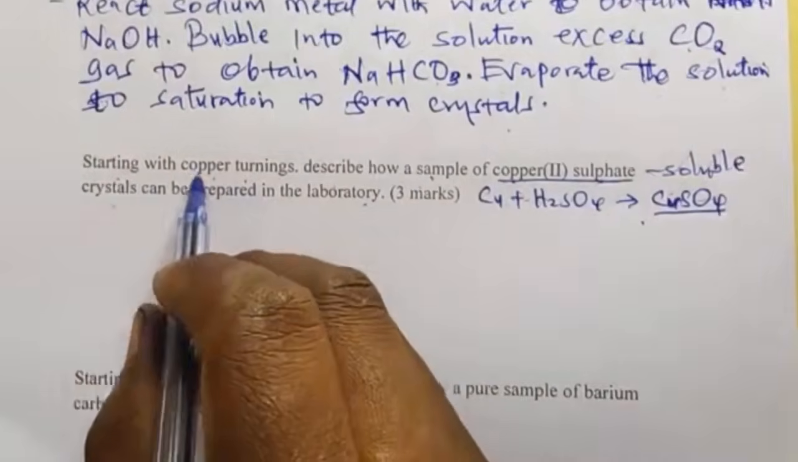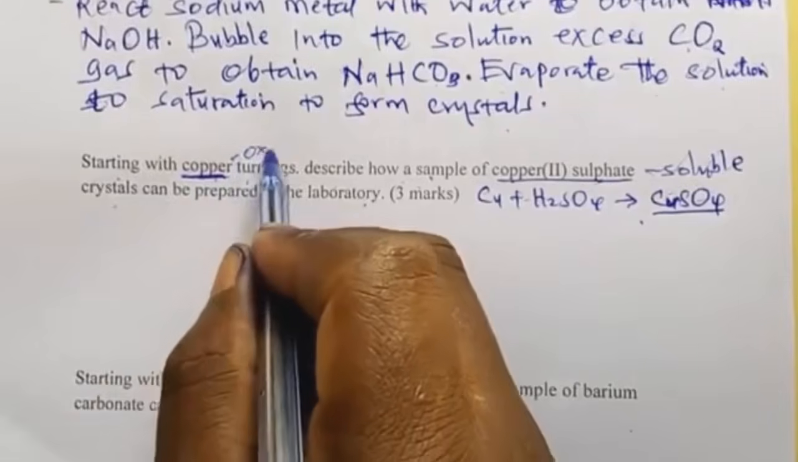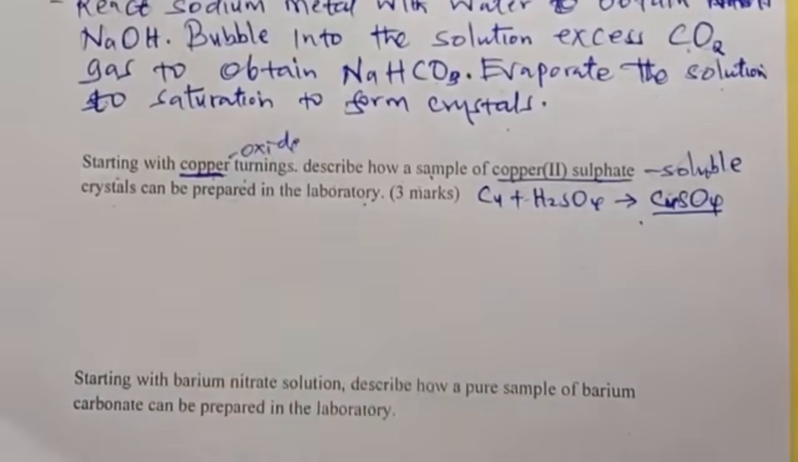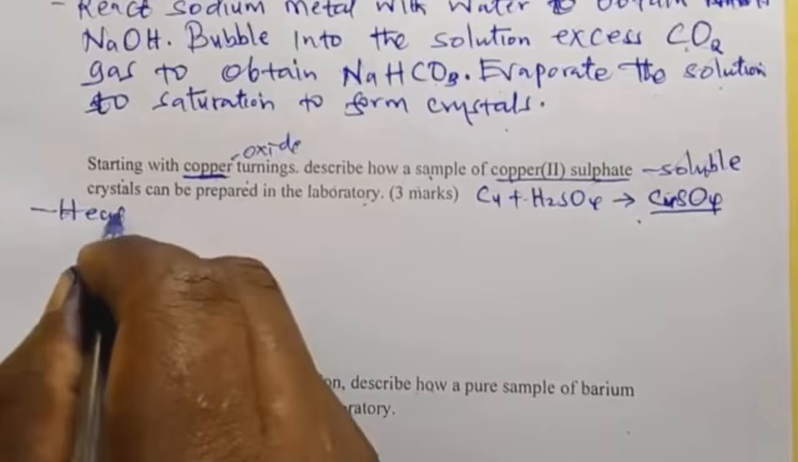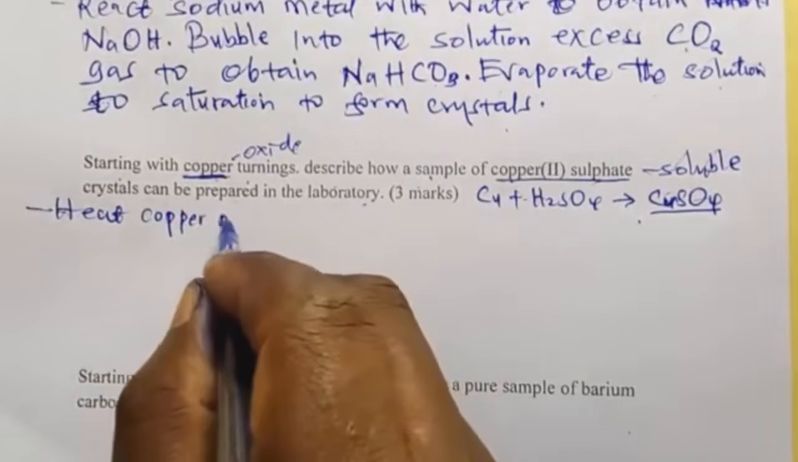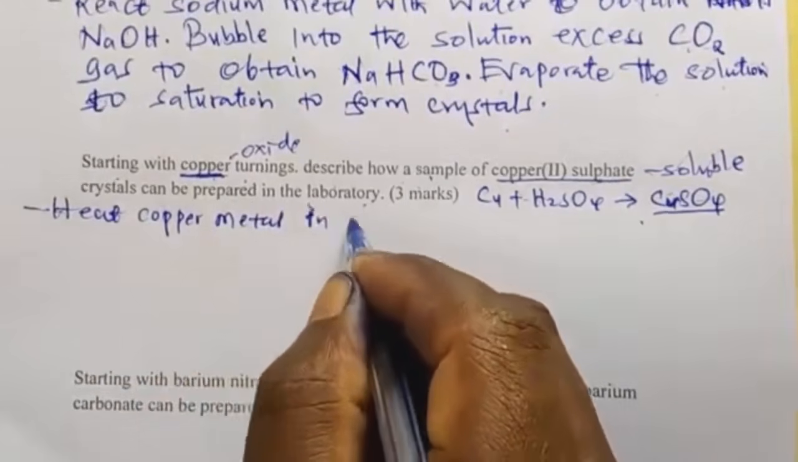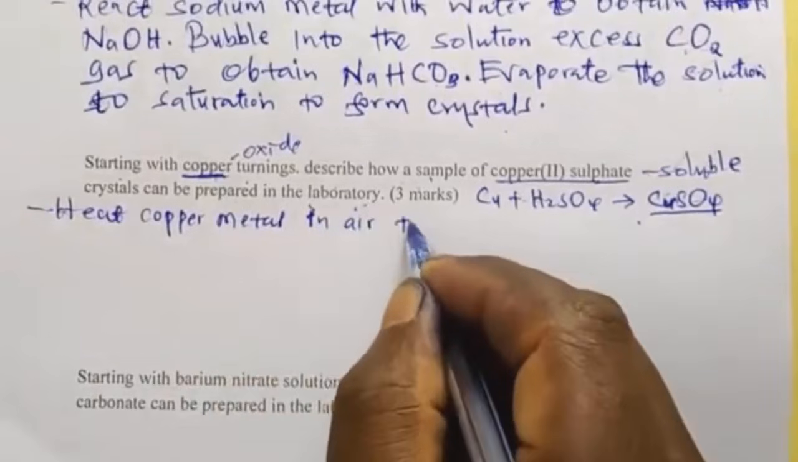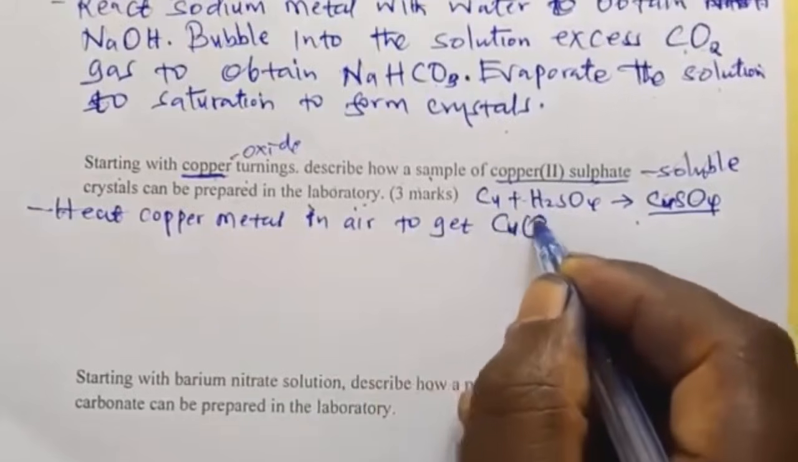Therefore, we need to now make this copper form an oxide. Very important. So you heat copper metal in air to get copper(II) oxide.